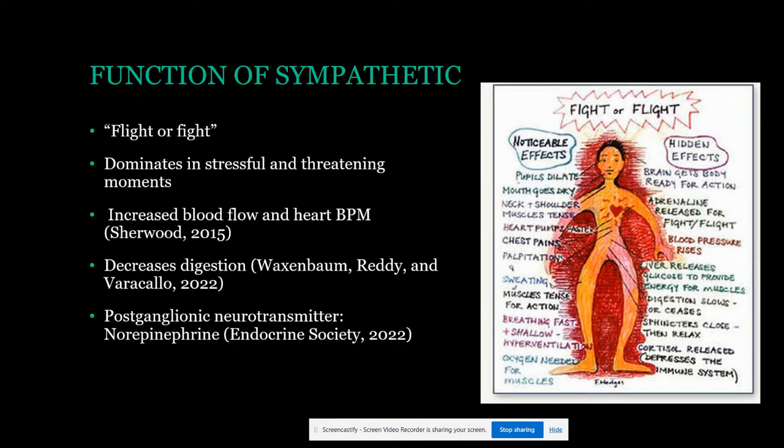We have glucose, which is going to release and provide that energy that I just talked about. And our digestion is going to slow because we don't need to put energy in that right now. Right now, our body is focused on getting away from this threat, and digesting food is not our top priority. So the sympathetic nervous system is going to decrease our digestion, but increase the things that our body really needs in order to get through this threat.